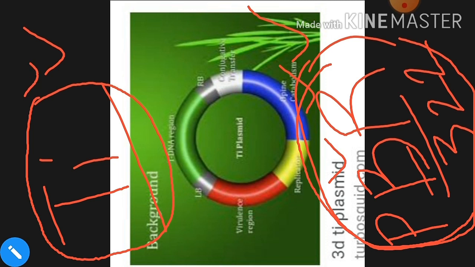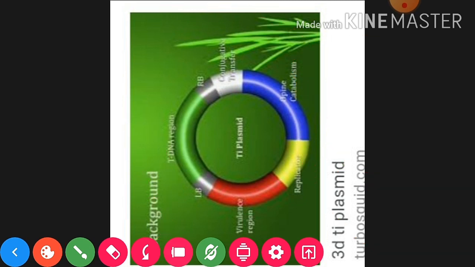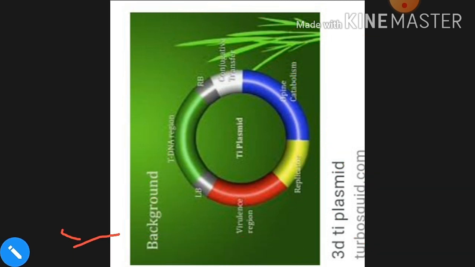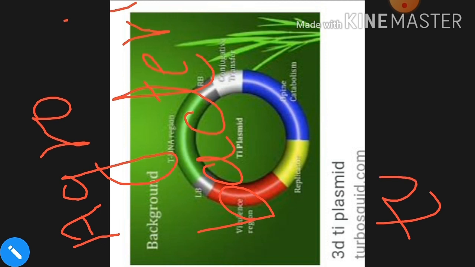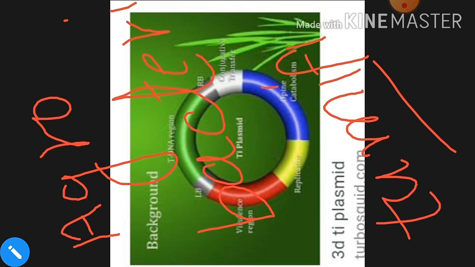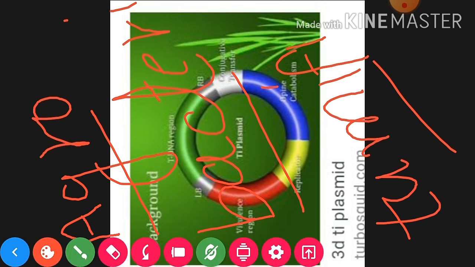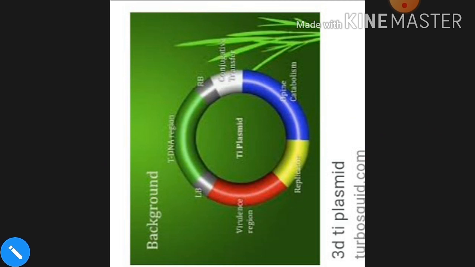But the Ti plasmid is a naturally occurring plasmid that is present in bacteria, especially Agrobacterium tumefaciens. This is the name of the bacterium, Agrobacterium tumefaciens. Clear? This is the name of the bacterium where the Ti plasmid is present. You can say that plasmids are present in bacteria, but the Ti plasmid is especially present in Agrobacterium tumefaciens.